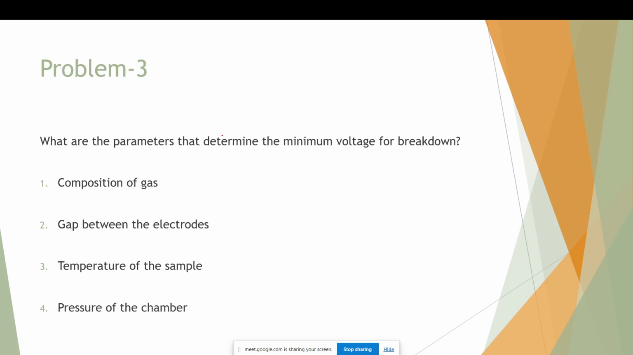What are the parameters that determine the minimum voltage of breakdown? Okay, so in a dry etch setup, we basically have two electrodes. You can think of it like an elaborate capacitor, and then there is a gas in between, say argon gas, and then this gas gets ionized to form plasma. For any general plasma setup, there will be a breakdown voltage above which it will form plasma. Above which the argon gas will form Ar+ and electron. So basically the ionization of gas will happen after some minimum breakdown voltage.